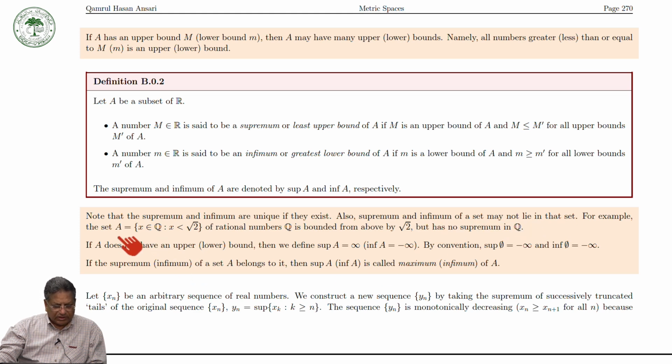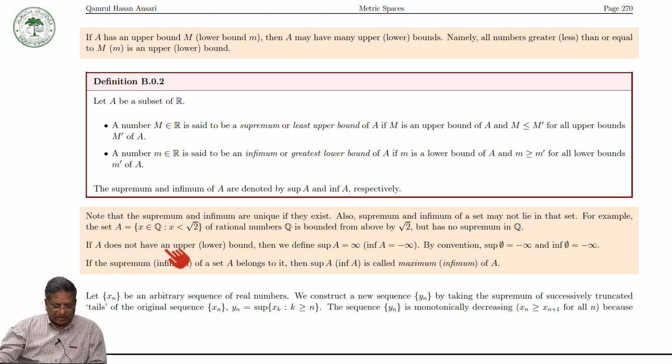For example, the set A consists of all rational numbers which are strictly less than under root 2. It is bounded from above by under root 2, but A has no supremum in Q, because under root 2 is not in Q.